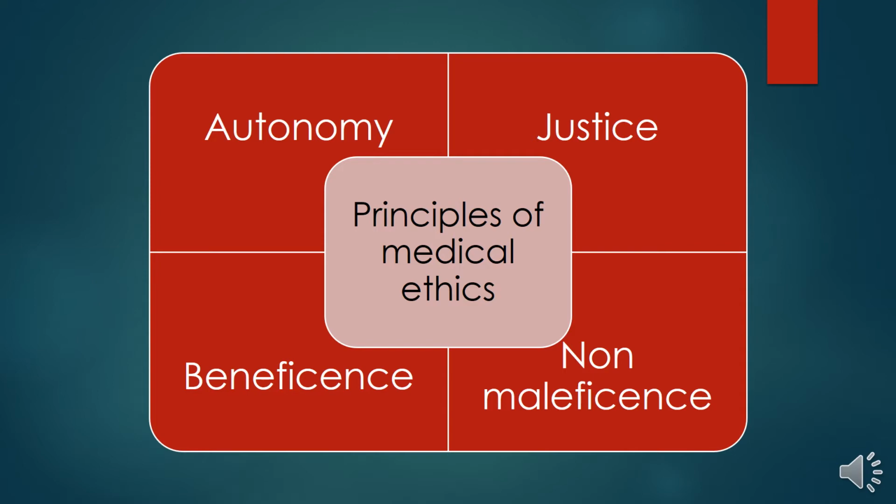Then the second principle is justice. The healthcare providers must consider four main areas while evaluating justice. First is fair distribution of scarce resources, then competing needs, rights and obligations, then the potential conflicts with established legislation. The next is beneficence.